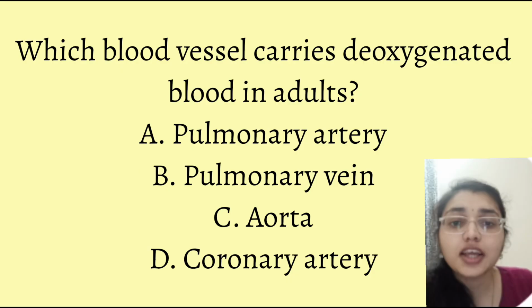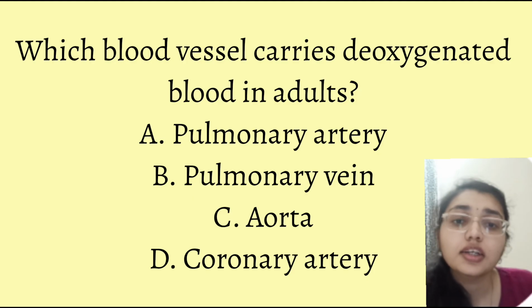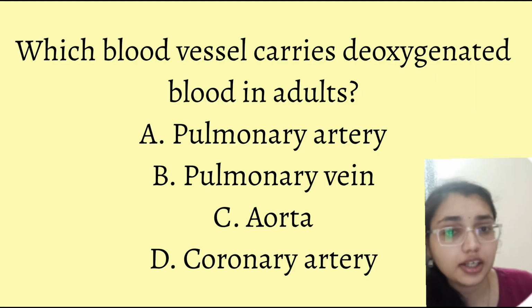Which blood vessel carries the deoxygenated blood in adults? We have to tell. Option A is pulmonary artery. So directly we get the answer. Pulmonary artery carries deoxygenated blood in adults.